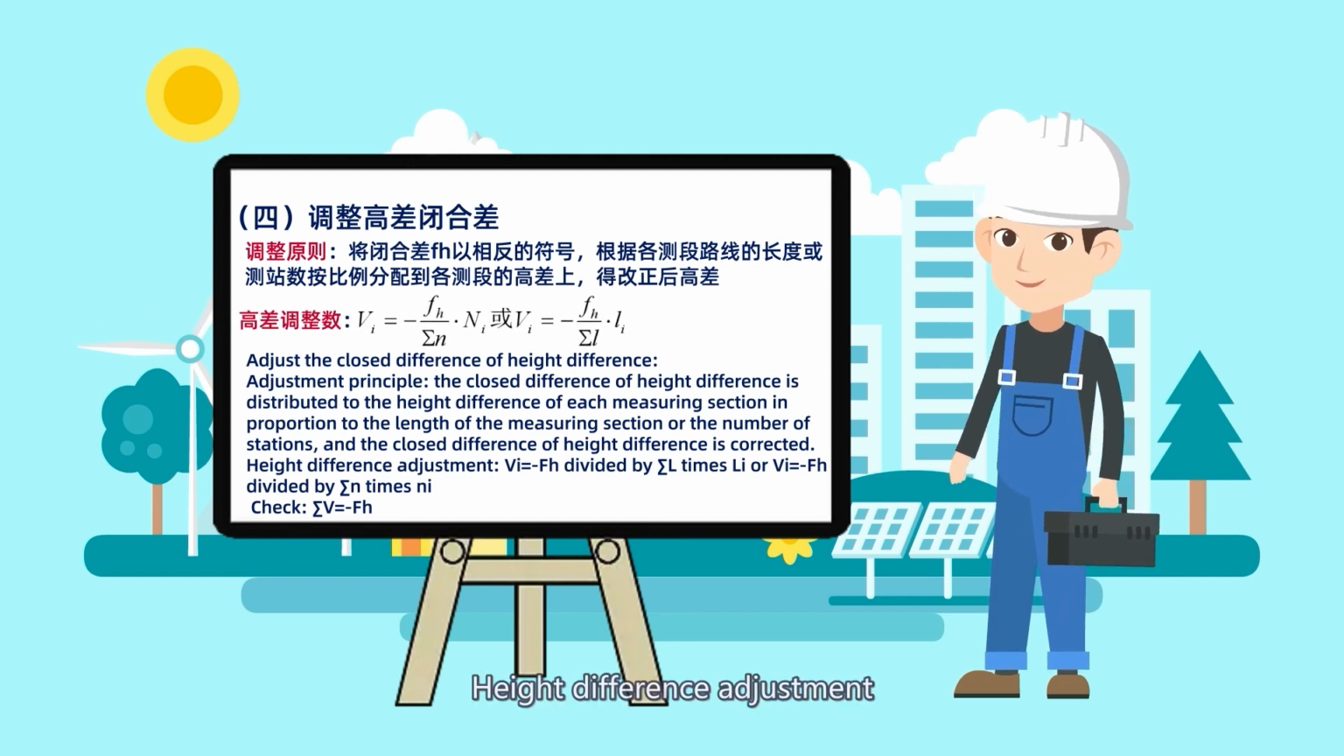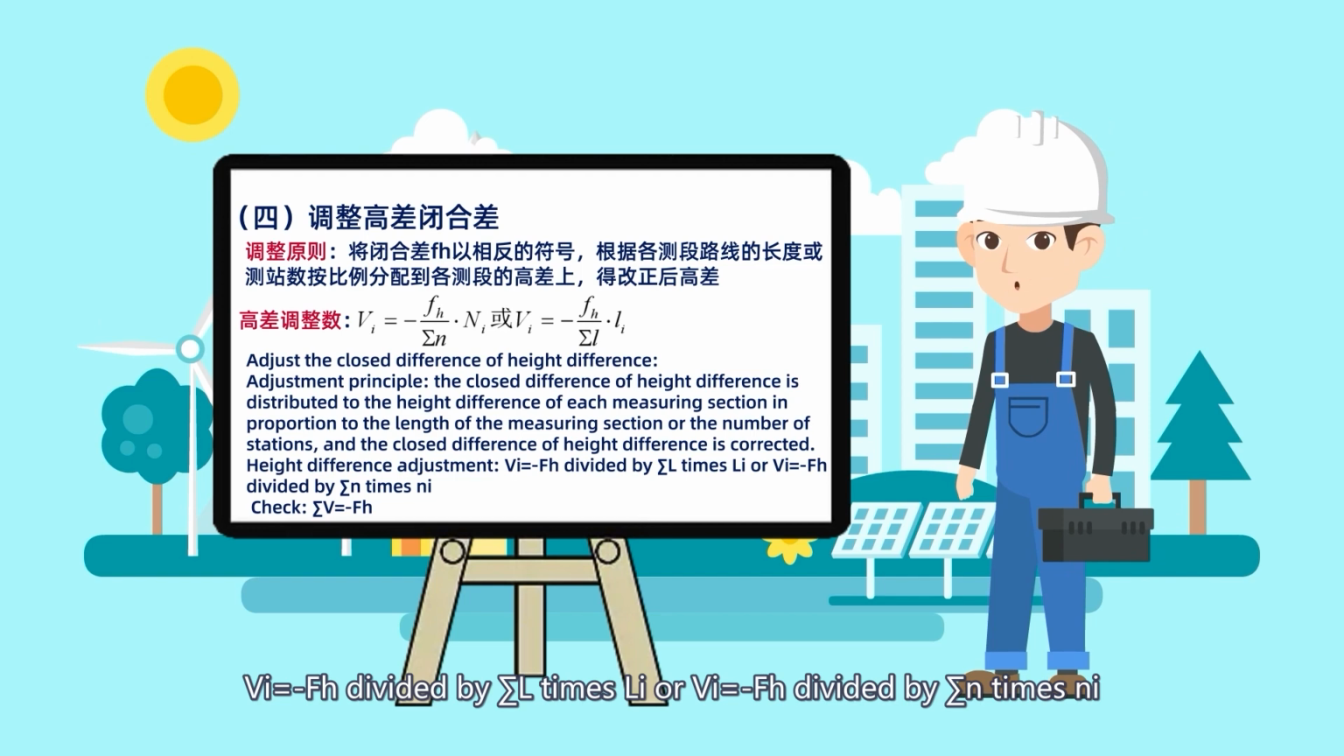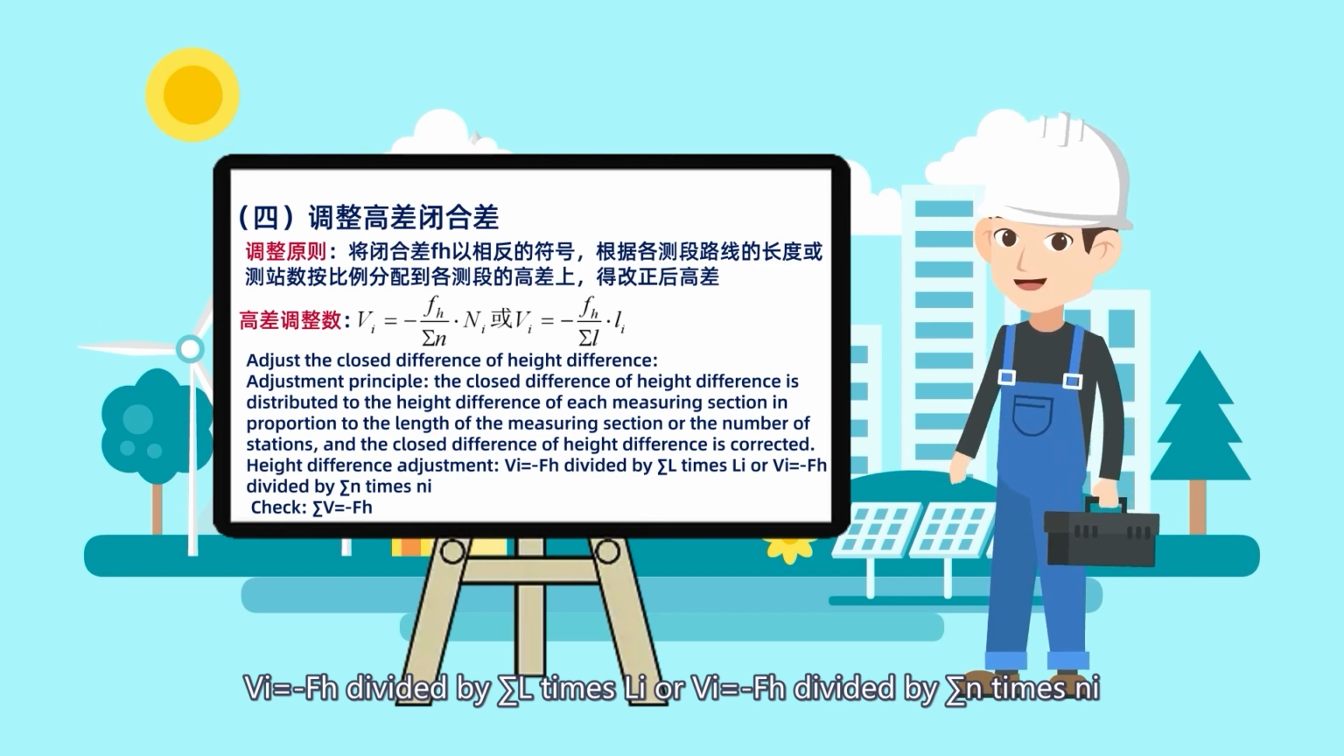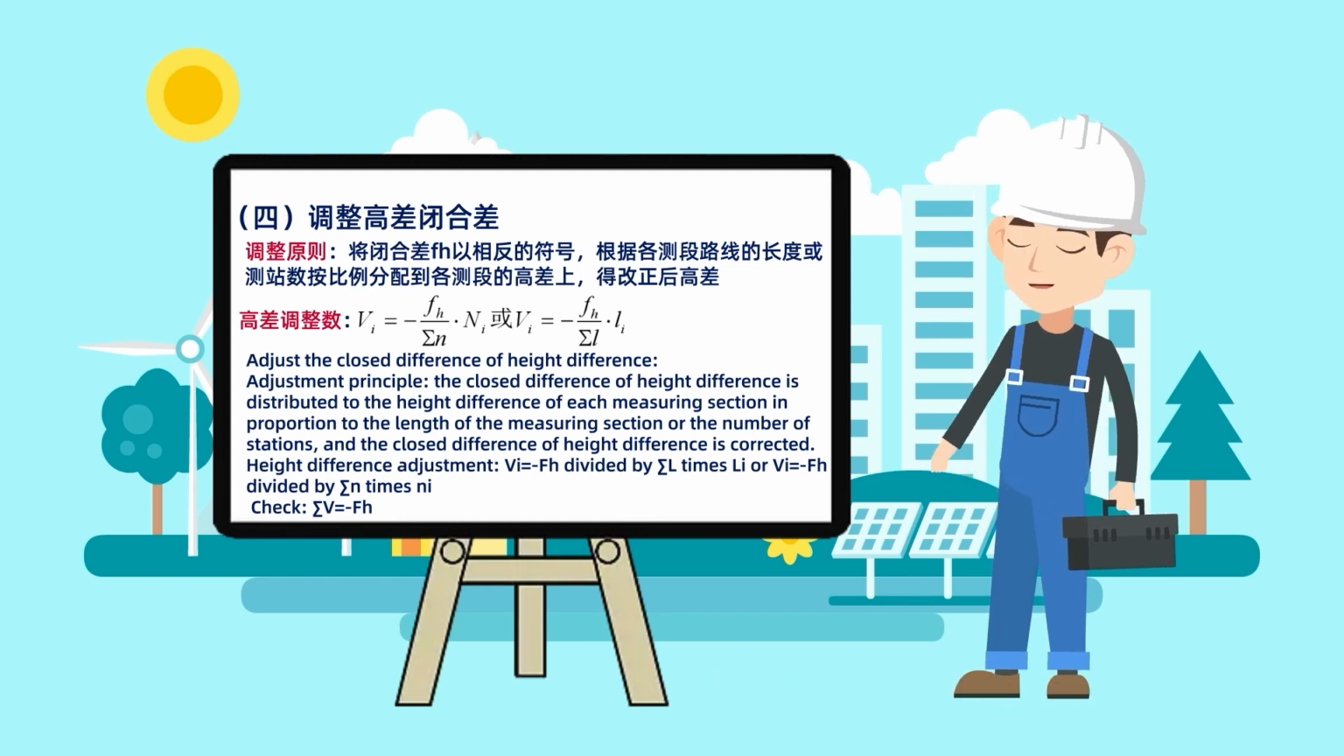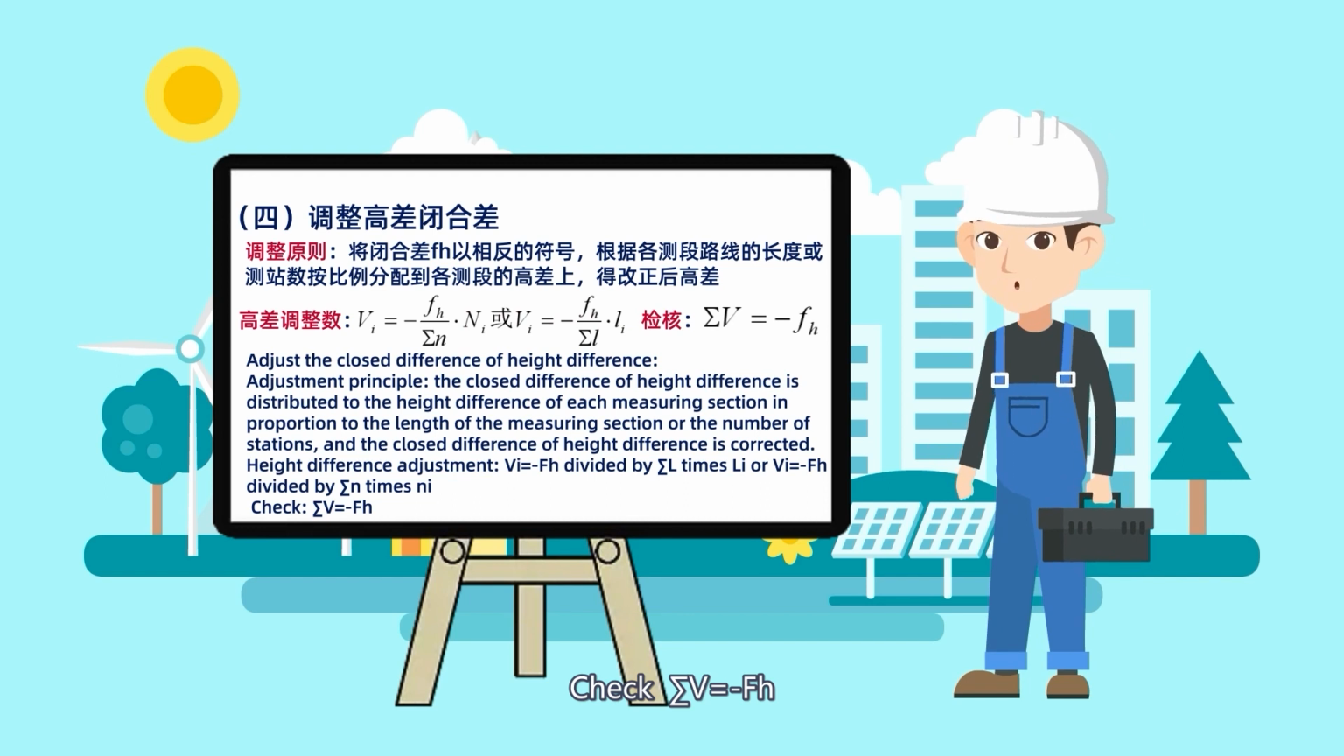Height difference adjustment, v equals fh divided by sigma L times Li, or v equals fh divided by sigma n times ni. Check: sigma v equals fh.